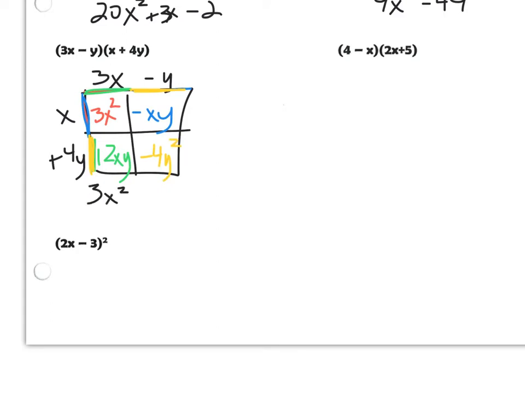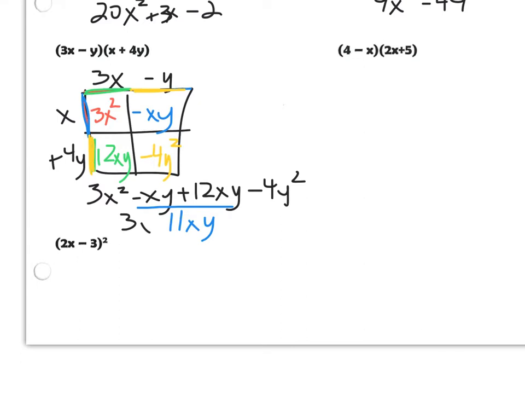When I'm combining like terms with things that have 2 variables, I'm looking for having the same variables to the same exponents. So in this problem, similar to the other ones, I can combine these middle terms into positive 11xy. I'll bring down everything else. 3x squared plus 11xy minus 4y squared.